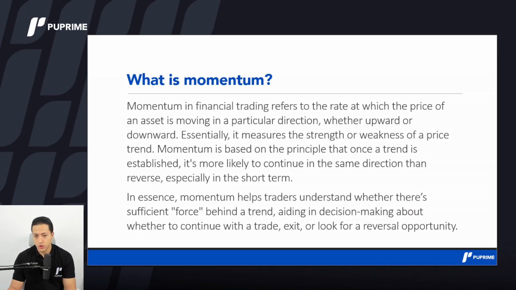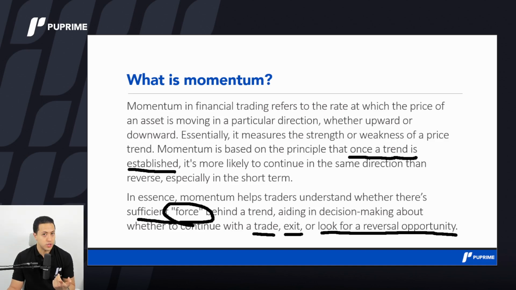Let me just follow with me. Yeah. So it measures the strength and weakness of a price trend. Momentum is based on the principle that once a trend is established, it's more likely to continue in the same direction than reverse if there is good momentum, especially in the short term. So momentum helps traders understand whether there's sufficient force behind the trend, aiding in decision making about whether to continue with a trade, exit, or look for a reversal opportunity.